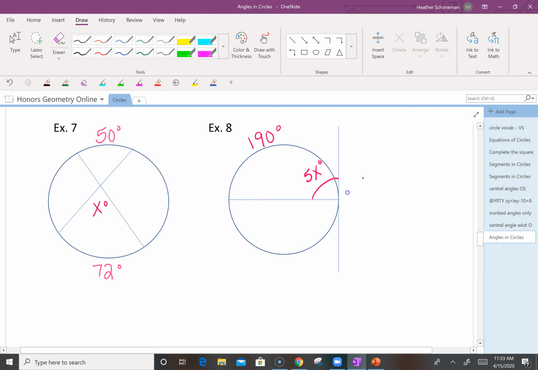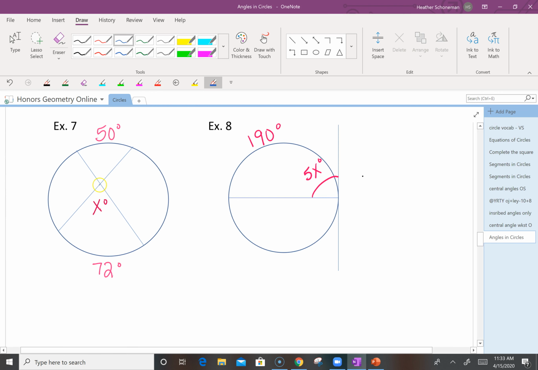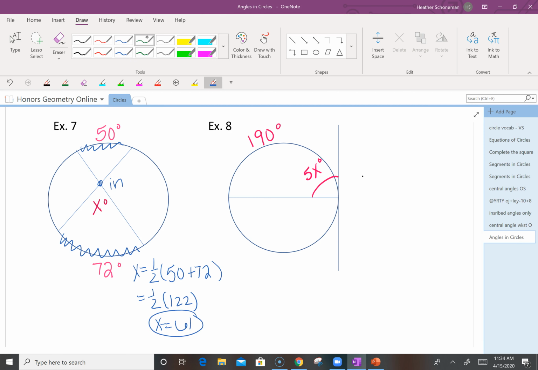All right, let's look at number 7. The vertex is right here inside the circle. So when it's inside the circle, the angle, which is x, is going to equal 1/2. When it's inside, you have 2 arcs, and you're going to add those 2 arcs. When you're adding, the order does not matter at all. Just put them together. So 50 plus 72 would give us 122. Half of that is 61. So x is 61.